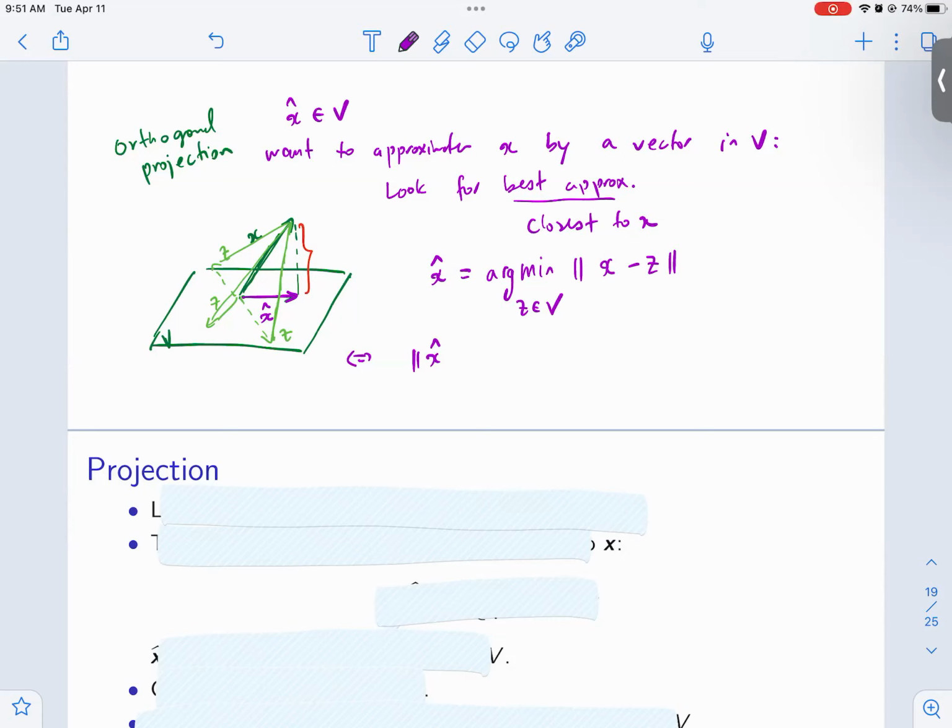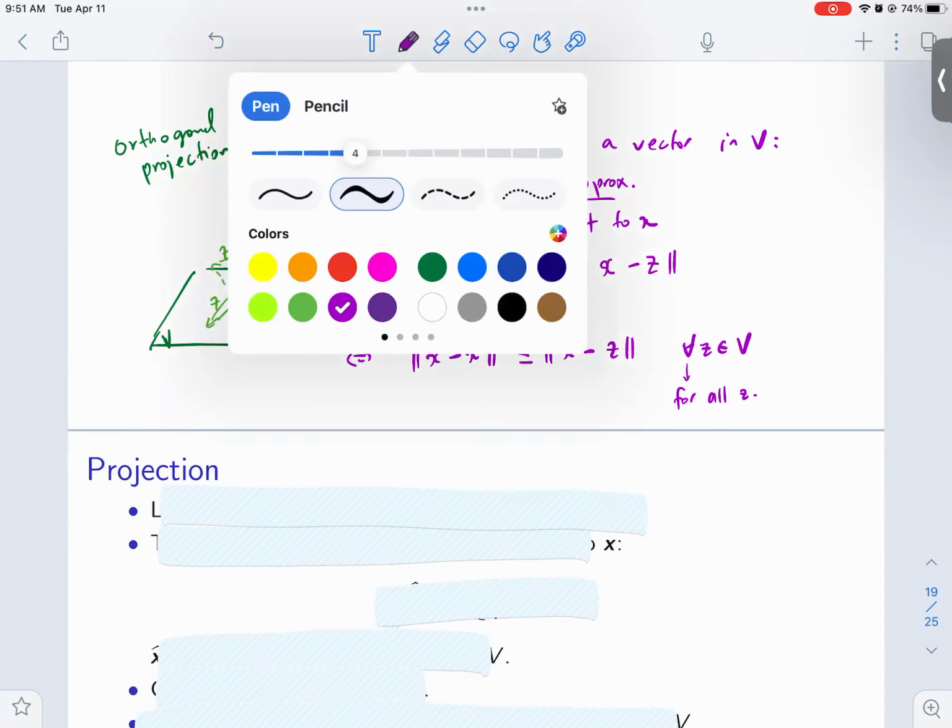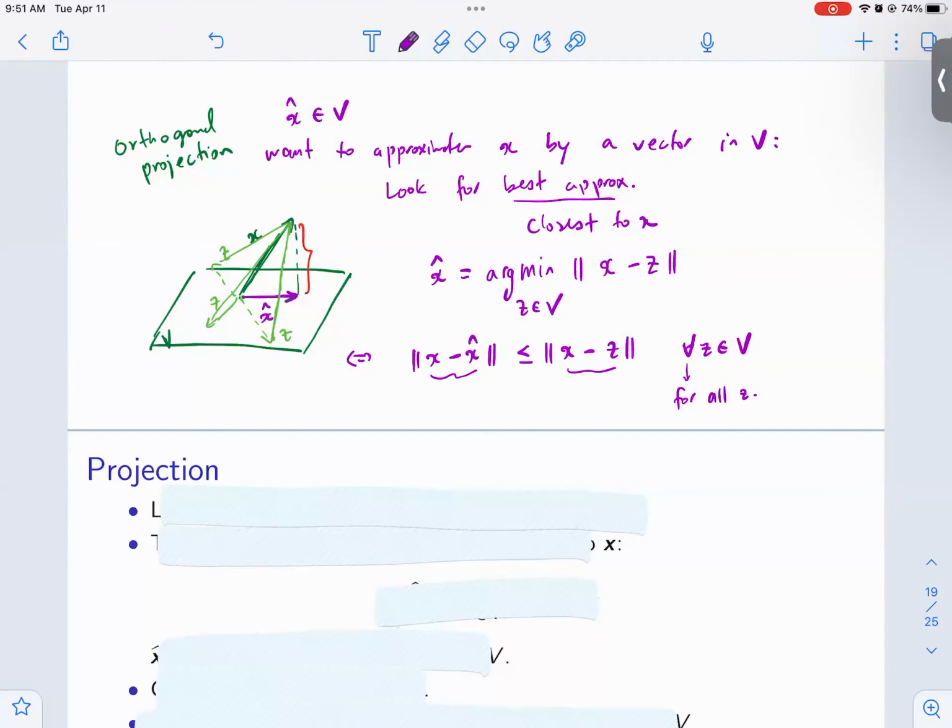the other way around, let's write it. The norm of X minus X hat is less than or equal to the norm of X minus Z, if you recall this notation, for all Z in V. Okay. So among all Z's that I can pick in V, X hat is the one that has the shortest distance to X. Or the error, if you want to call this, the error is the smallest. So this is the error.